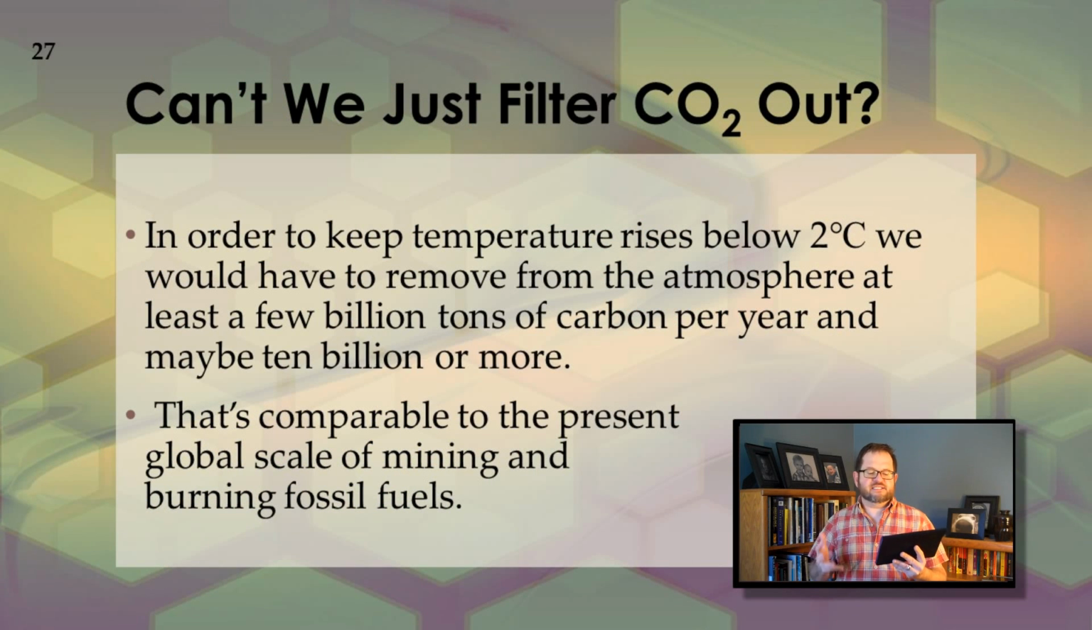So in order to keep these temperature rises from getting more than about 2 degrees Celsius, which is sort of our target that we hope for, because that's about how much committed warming there already is, we would have to remove from the atmosphere at least a few billion tons of carbon per year, maybe as much as 10 billion tons of carbon per year. Well, that's basically the rate at which we add it. Which of course makes sense. We'd have to remove it at about the rate we're adding it.